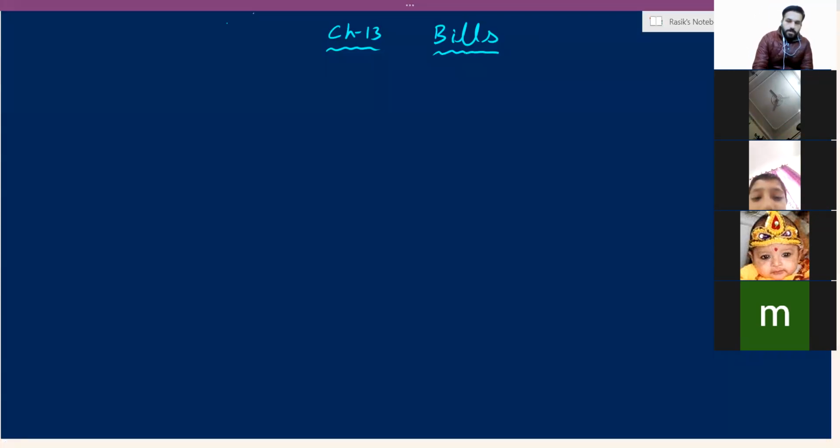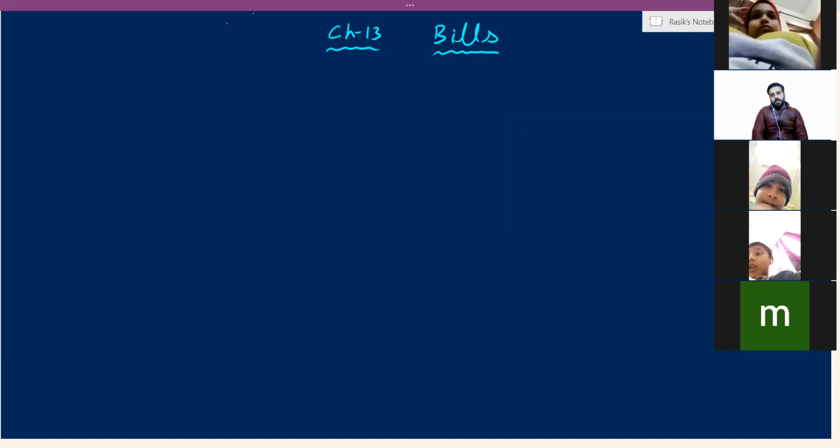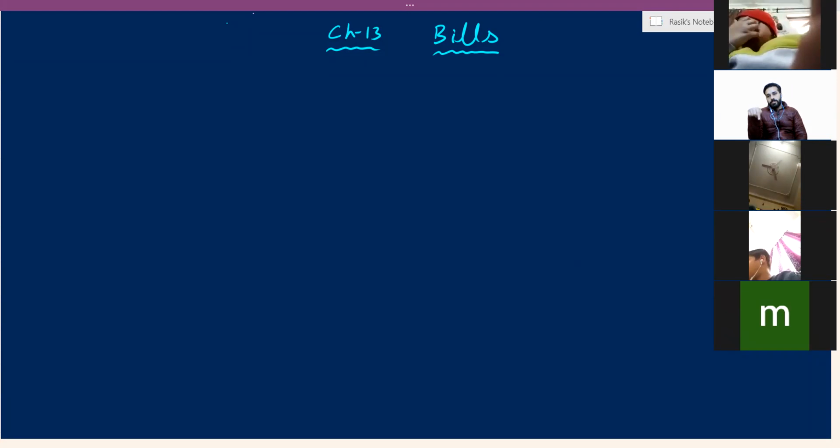Do you know what a bill is, everyone? Sir, we always go to a shop and buy something, and the shopkeeper gives us the bill. What does the bill show you? The record of the things that we buy. The names of the items, how many items you bought of the same type, the price of each item, and the total price of all the items are there in the bill. Am I right or not?